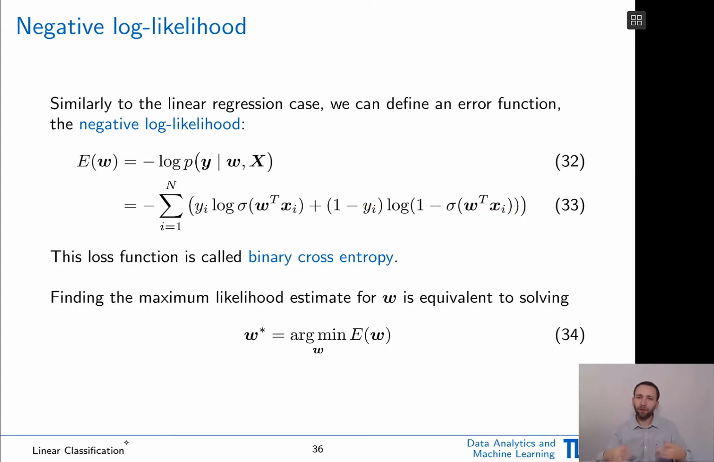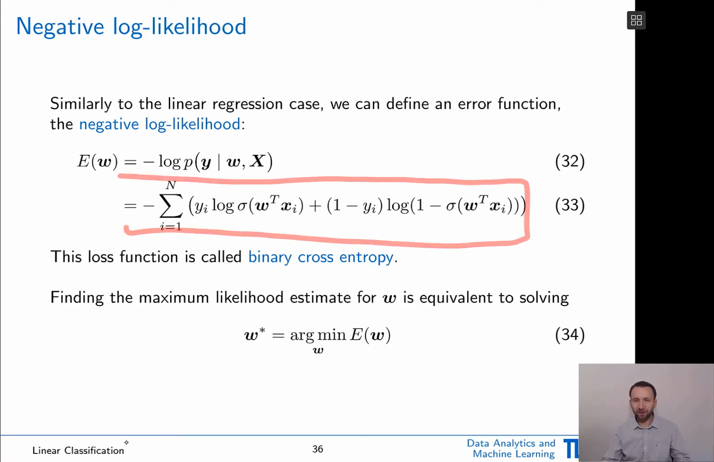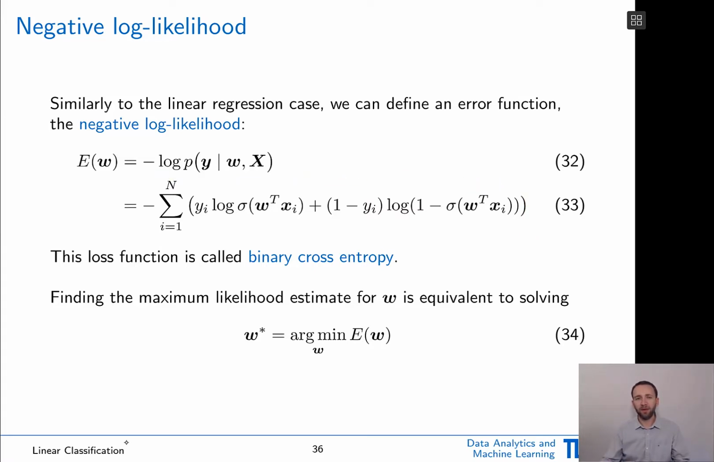So again, why I'm showing this is because this loss function has a specific name in the machine learning community. It's called the binary cross-entropy. So you will see this term a lot when looking, for example, in different papers or on the internet. This error function we aim to minimize is the so-called binary cross-entropy loss.